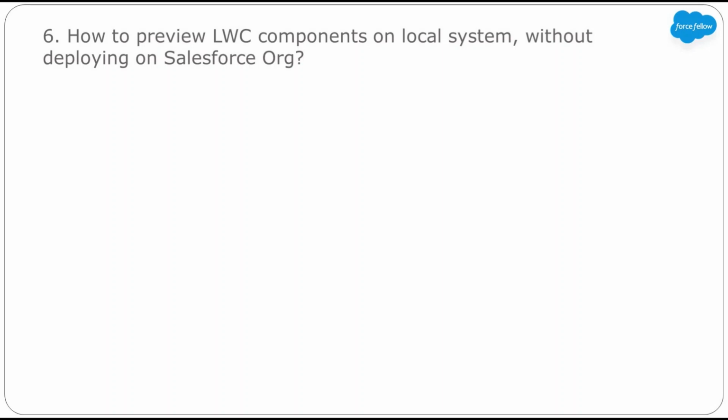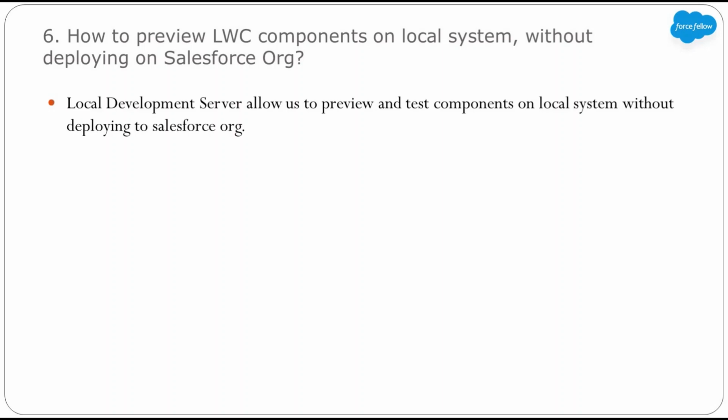But to preview and test, we have to deploy them to a Salesforce Org and add them on any page. But it is a time consuming process, because sometimes we need to make changes frequently and have to deploy again and again. So is there any way to test them without deploying to a Salesforce Org? Then we can say the local development server allows us to preview and test LWC components on a local system without deploying to a Salesforce Org. And a Salesforce org is required to test a component if it is calling any Apex method.